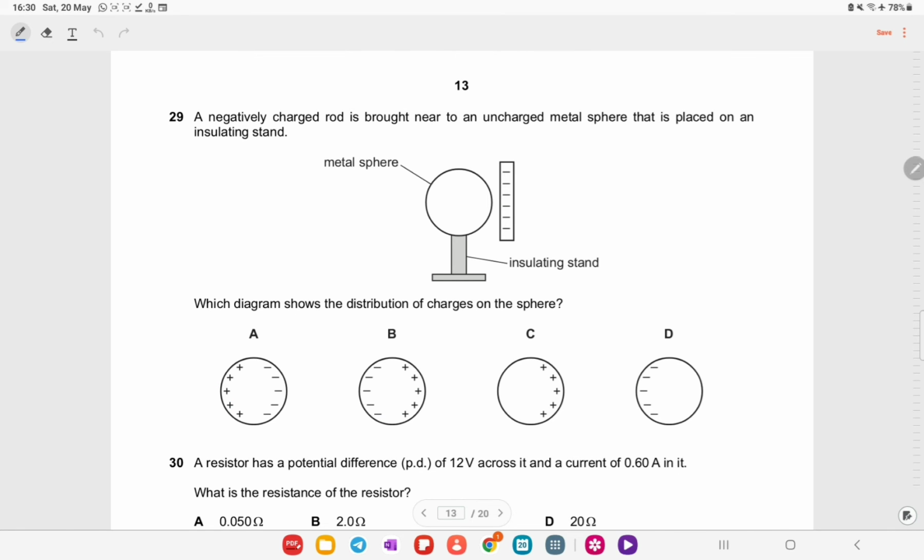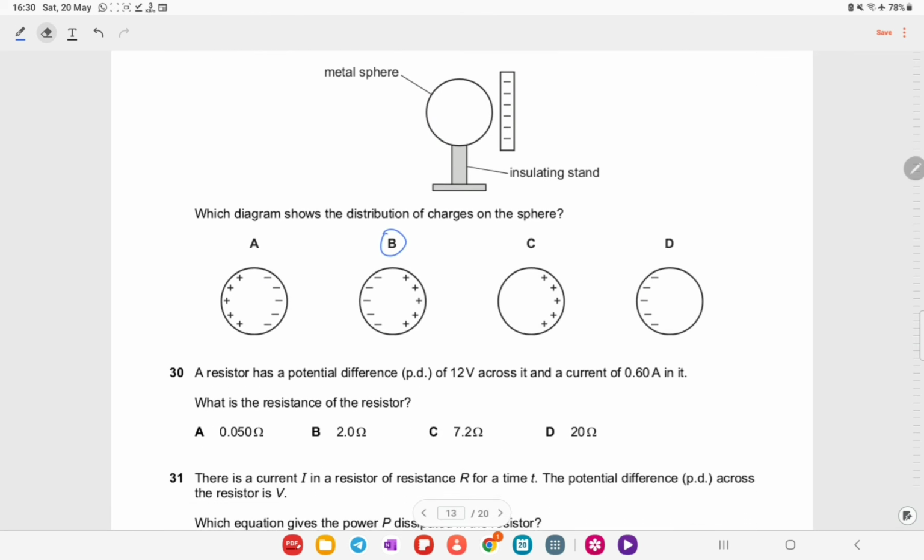A negatively charged rod is brought near to an uncharged metal sphere that is placed on an insulating stand. Which diagram shows the distribution of charges on the sphere? When you bring a negative charge close, initially the sphere has positive and negative charges like this. The positive ones will come close to the rod and the negative ones will go far away. So option B is going to be your right answer because of the electrostatic forces.